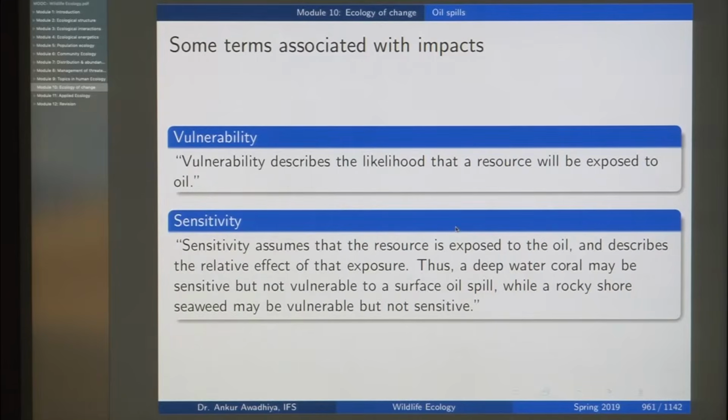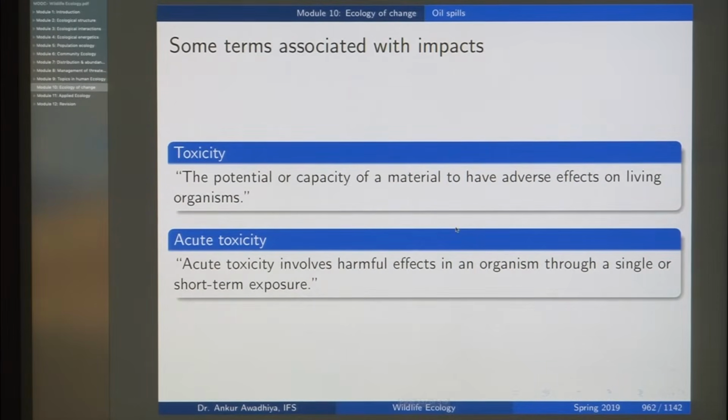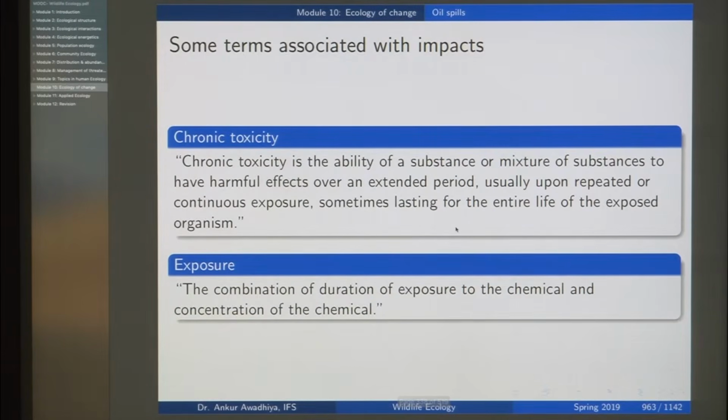Then we looked at vulnerability and sensitivity. Sensitivity tells you, if something is exposed to the oil, what will be the impact of it. And vulnerability asks the question, what is the likelihood that your resource or your organism will be exposed to the oil? So, deep water coral may be sensitive but not vulnerable, whereas a rocky shore seaweed may be vulnerable but not sensitive. Then we looked at toxicity, which is of two kinds, acute and chronic.